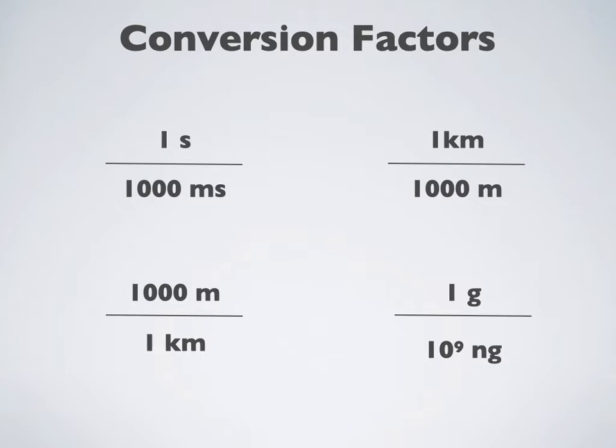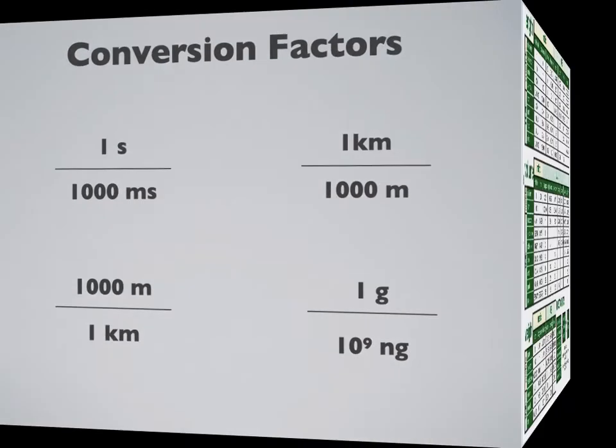Second thing about conversion factors, the larger of the two numbers in a conversion factor will always go with the smaller of the two units. If we pop over here and look at the grams to nanograms, that's a nano. It's a billionth the size of a gram. And so it takes 10 to the 9th nanograms to make 1 gram. Again, larger number, smaller unit.